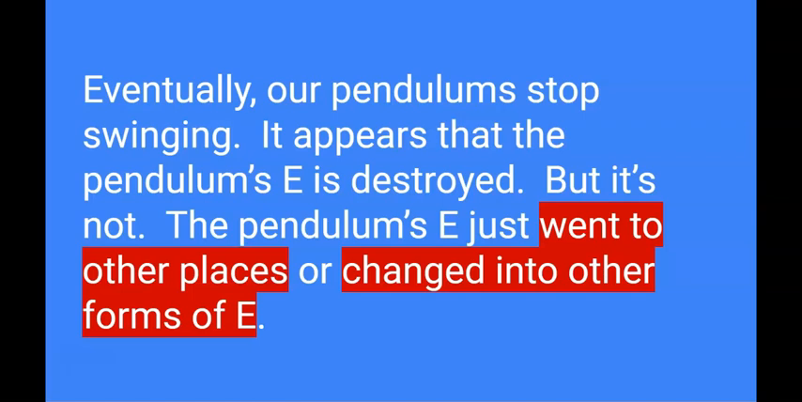It either transferred to other places, or it may have stayed in the system, but just changed form or transformed or converted into other types of energy. Or as it left the system, as the energy left the system, it also may have changed or converted form. So here are the energy transfers. The energy leaves the swinging bob and transfers into the air.